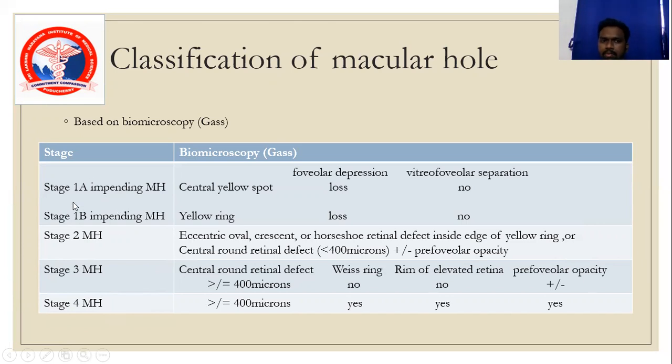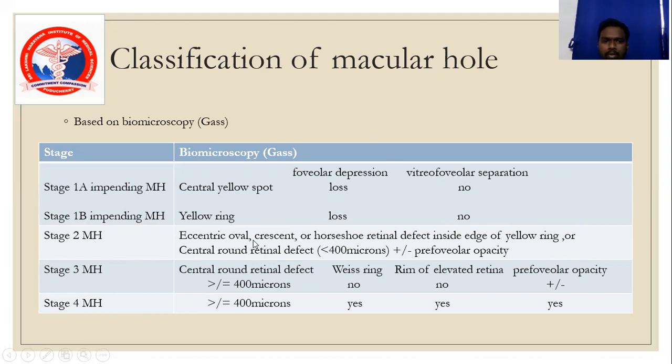Stage 1A and stage 1B were considered as an impending macular hole, wherein Gass found the presence of just a central retinal yellow spot in the absence of a vitreofoveolar separation. He classified those macular holes as stage 1A, while in stage 1B, he noticed such patients had a yellow ring in the absence of a perifoveolar vitreous separation.